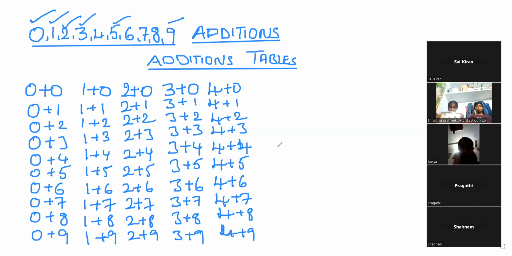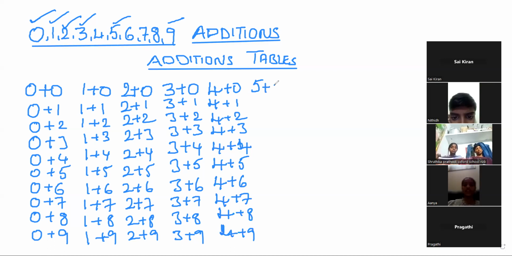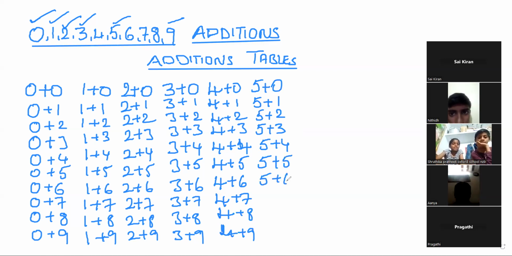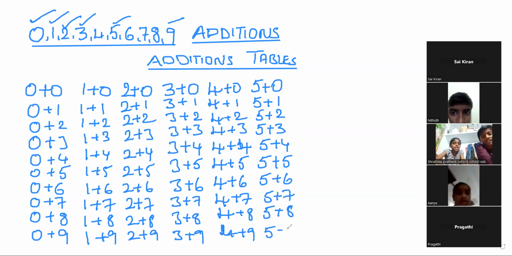Okay. Now next they took 5. Same thing there with 5. 5 plus 0, 5 plus 1, 5 plus 2, 5 plus 3, 5 plus 4, 5 plus 5, 5 plus 6, 5 plus 7, 5 plus 8, 5 plus 9.